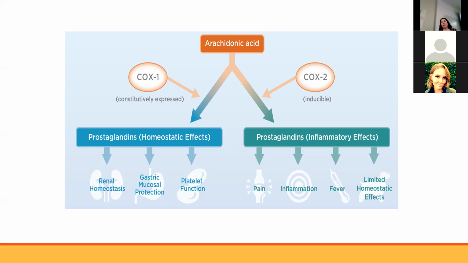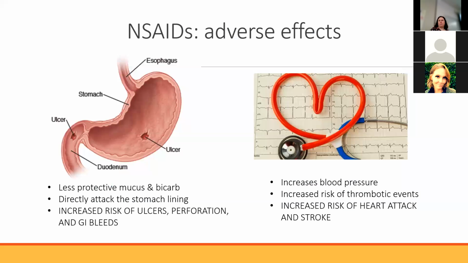Versus COX-2, that's where our real pain effects come from: the inflammation, fever, and then a little bit of general homeostatic effects. We tried to target COX-2, and that's where Celebrex, celecoxib, came in, and it wasn't exactly the greatness that we were hoping, and there was an increase in negative cardiac effects.